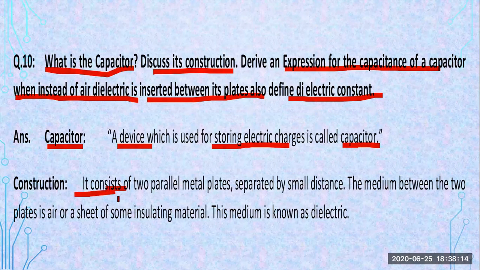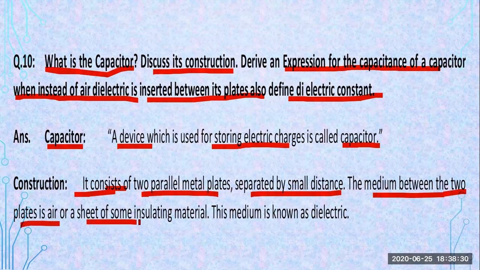So first of all, let's see the construction. It consists of two parallel plates separated by a small distance. The medium between the two plates is air or a sheet of some insulating material, and we will discuss the importance of placing an insulating material between the plates, and what the loss would be if we replace it with a conducting material. This medium is known as a dielectric; this is the concept of dielectric.